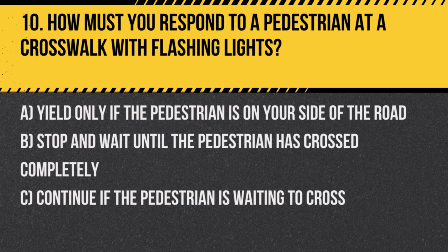Question 10. How must you respond to a pedestrian at a crosswalk with flashing lights? A. Yield only if the pedestrian is on your side of the road. B. Stop and wait until the pedestrian has crossed completely. C. Continue if the pedestrian is waiting to cross. Answer. B. Stop and wait until the pedestrian has crossed completely. Always give right of way to pedestrians at crosswalks with flashing lights.